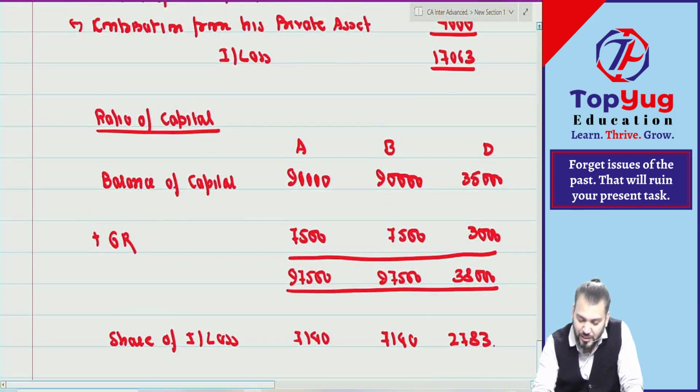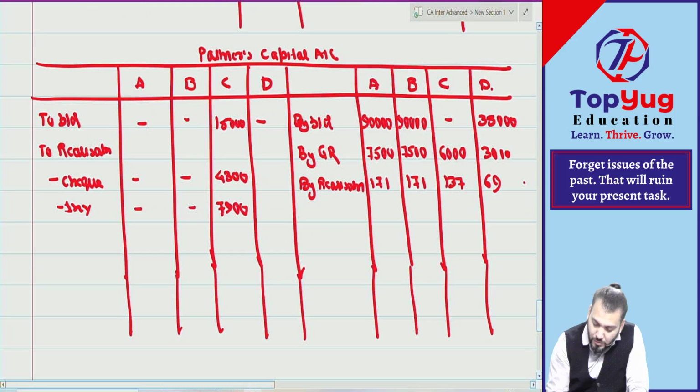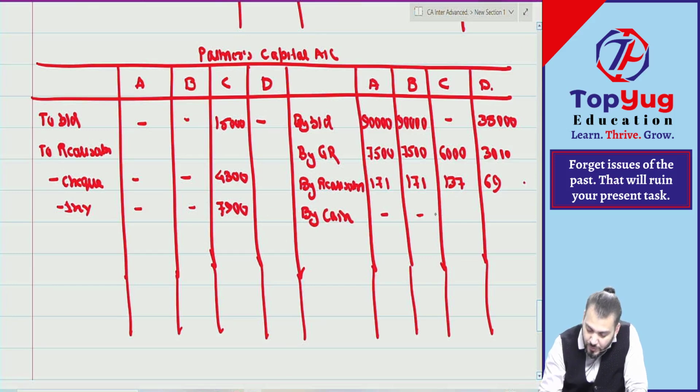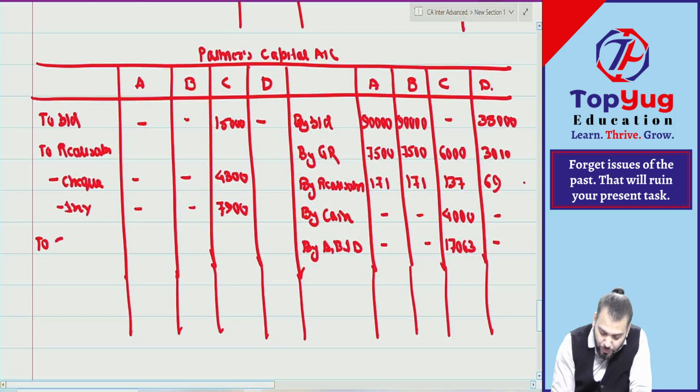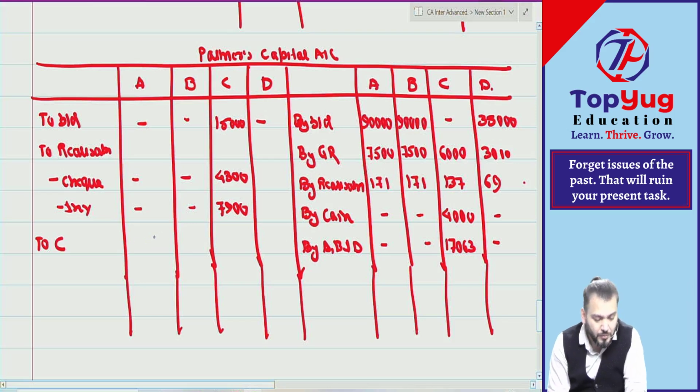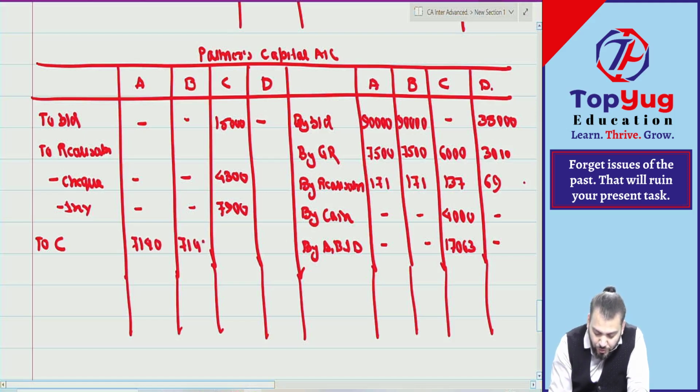The last posting let us do. So how much cash will be brought by C? 4,000. Then we write by A, B and D's capital. How much? 17,063. So this account is closed. And we write down here to C. How much? 7140 and what? 2783. Can you find out the balancing figure?